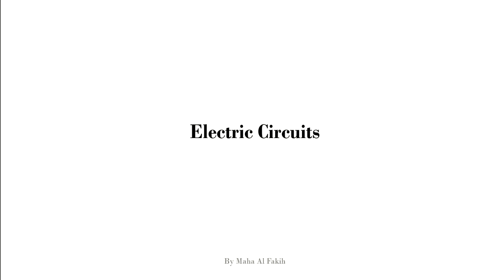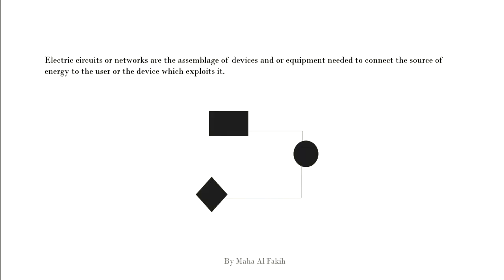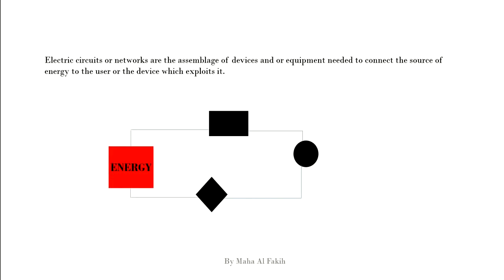Electric circuits. This is the wide title that we are going to go through and talk about in this course. So let's begin with the definition of electric circuits. What are electric circuits? They are the assemblage of devices and equipment needed to connect the source of energy to the user or the device which exploits it.